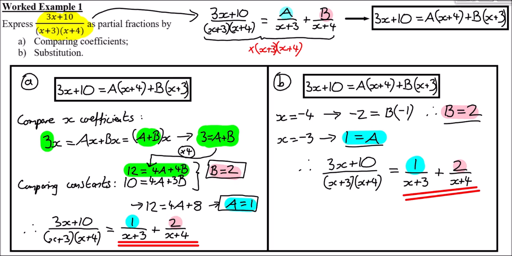So, worked example 2. Express 4x squared minus 8x plus 16 all over x cubed plus 2x squared minus 8x as partial fractions. The first thing here, we need to see if we can sort out this denominator. This isn't factorized, but immediately you should see we can factorize out an x from here. So let's do that first.